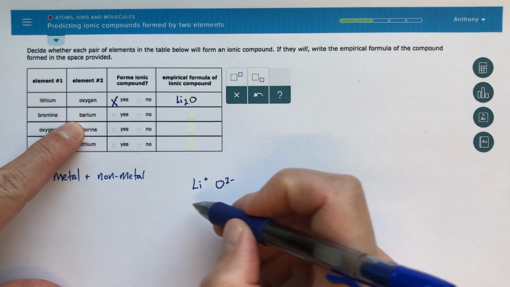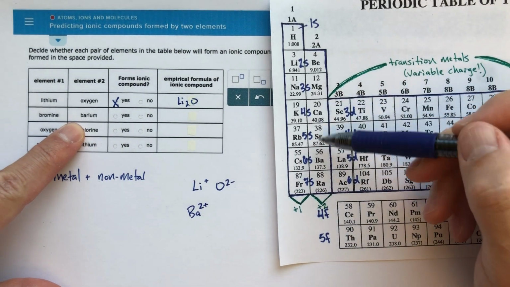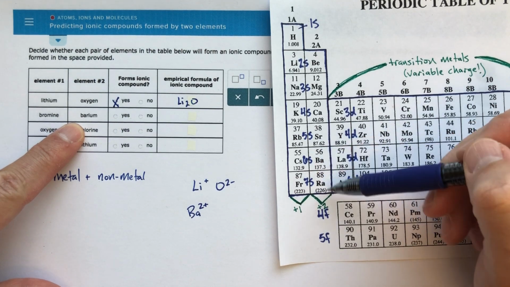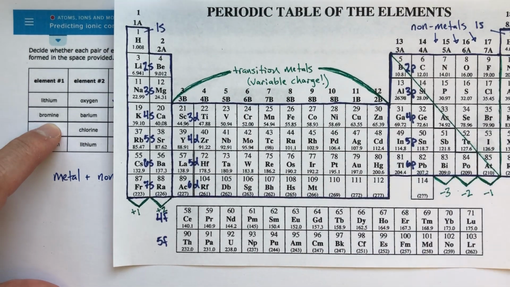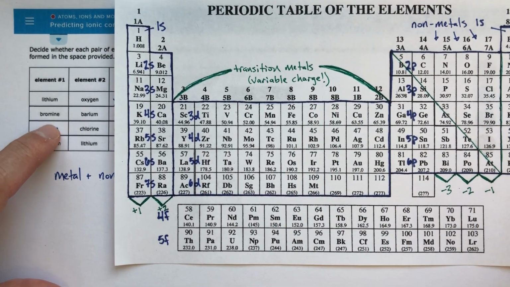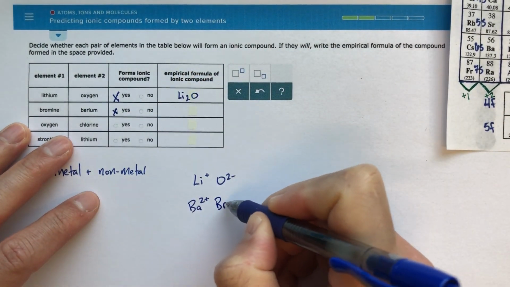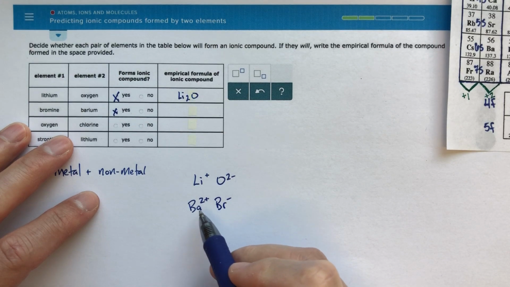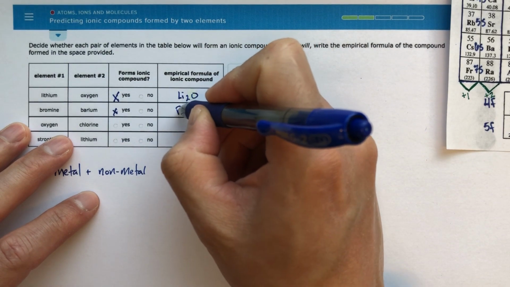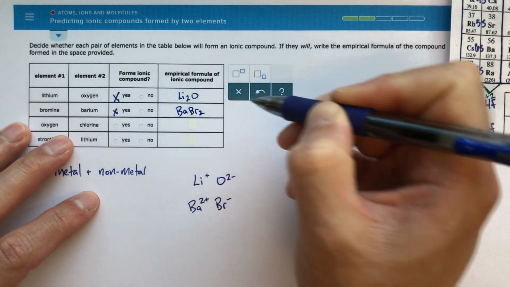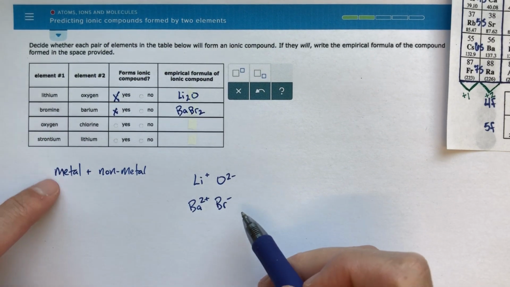Bromine and barium. I recognize barium as a metal, so Ba2+. That's going to be here. That's definitely a metal. It's definitely going to form a charge of +2. And then bromine is over here in group 7, so that is a non-metal. So that one's again going to work. Yes, that should be ionic. We've got a metal plus a non-metal. The charge of barium is 2+. It's in group 2, always 2+. The charge of bromine is -1. So our empirical formula should be BaBr2, again just figuring out how to balance this out so it's overall neutrally charged.